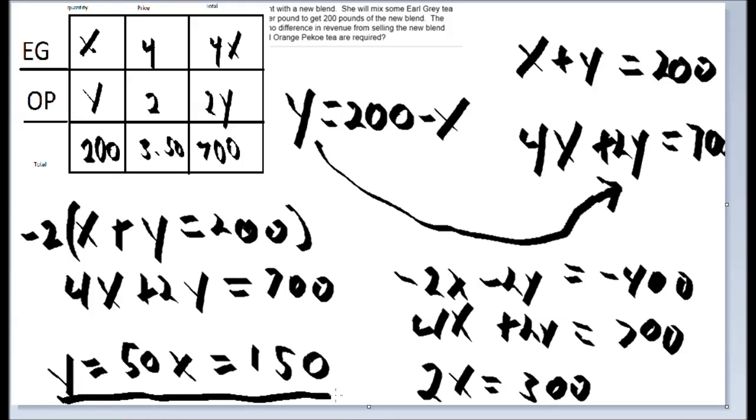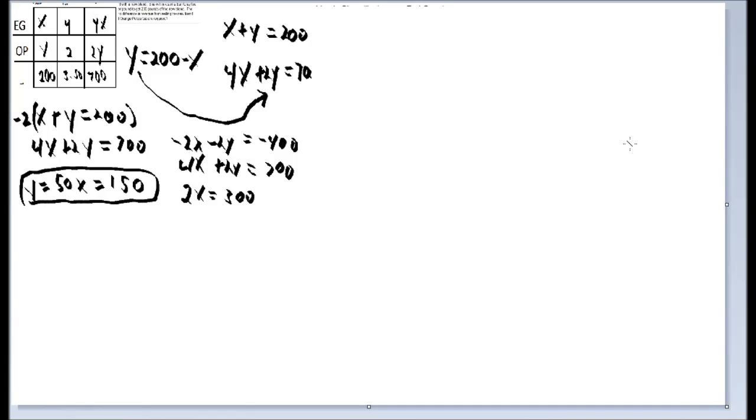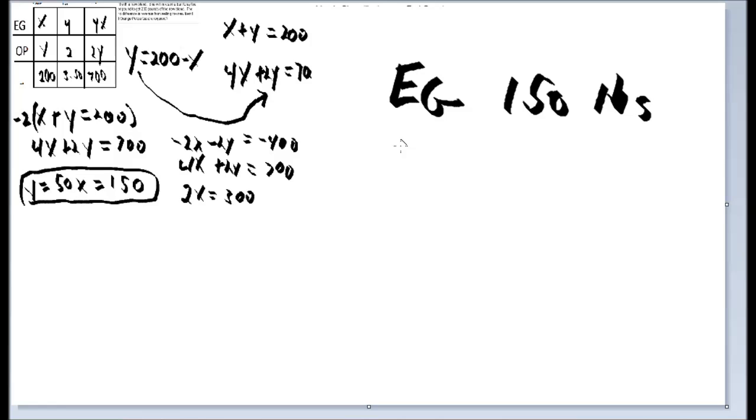Of course, don't forget to answer it, and this is why you want to use these labels as the Earl Grey. So we have the Earl Grey is equal to 150 pounds, and then the orange Pekoe is just 50 pounds. And that's a pound symbol right there. That's what that was supposed to be. Okay.